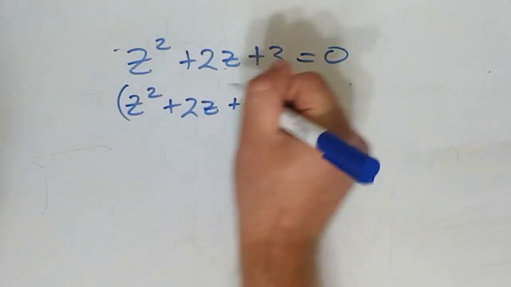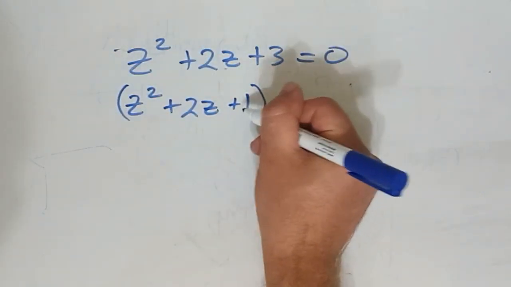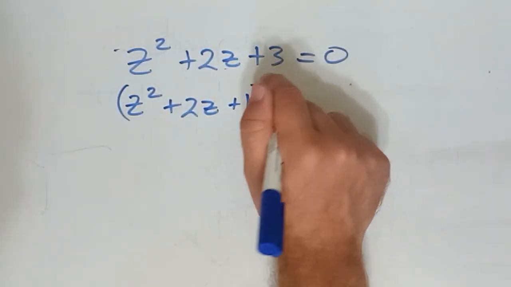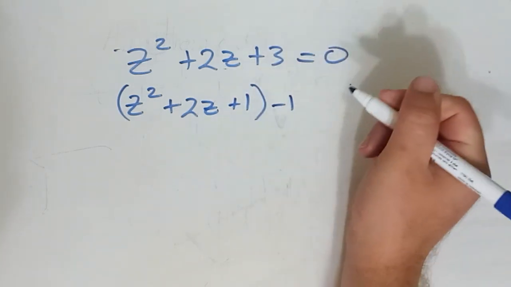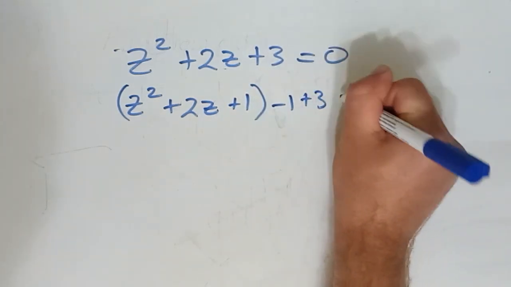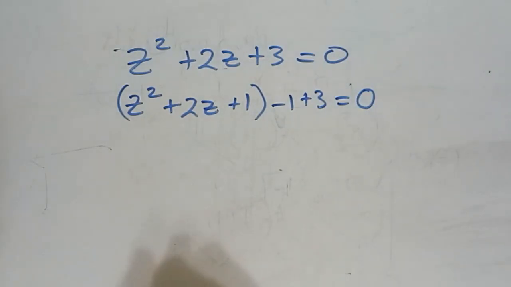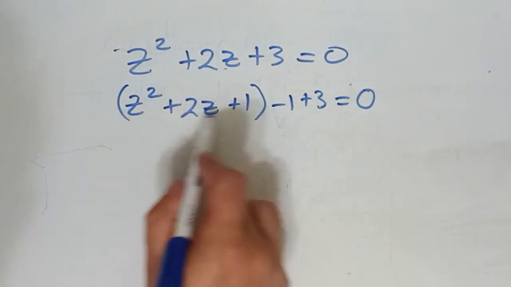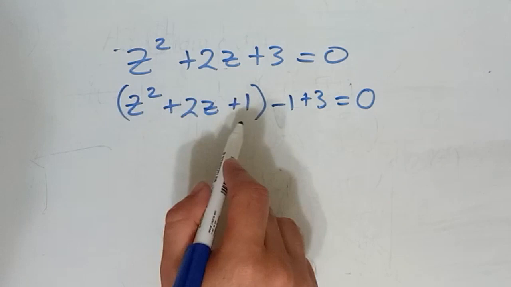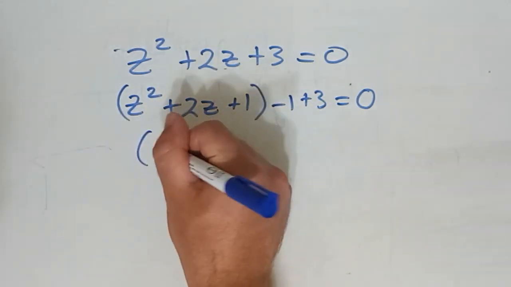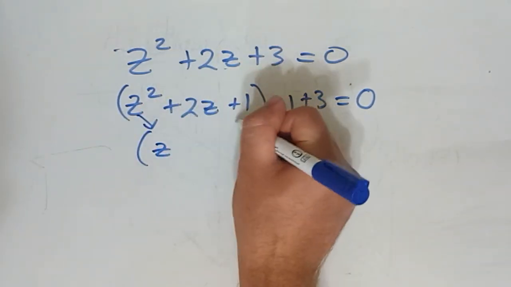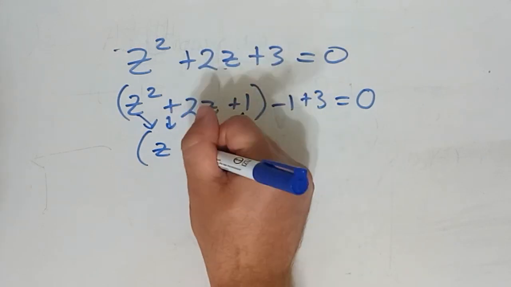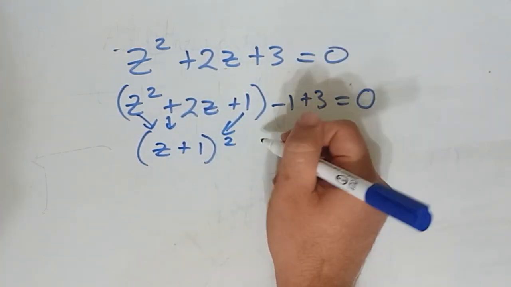So add it on, so I'm going to keep that separate. But because I've added on 1, I need to minus it away, minus 1 away. And we've still got the 3 out here, so that's fine. Now this is a perfect square, so both the factors are the same. So we've got z, the square root of this one, square root of this one, and this sign. So plus 1 all squared.